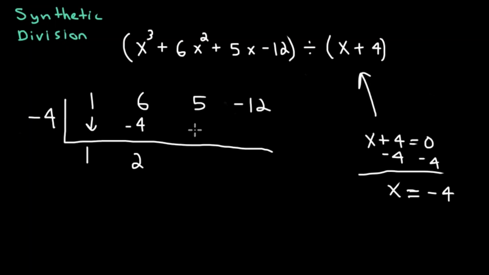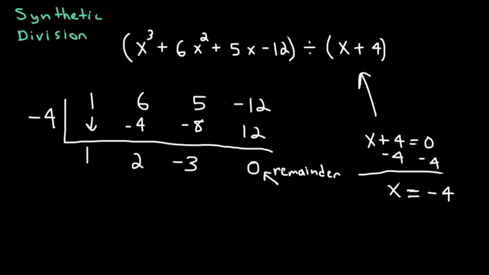So basically, we're going to do the same thing until we're finished. So -4 times +2 equals -8. 5 plus -8 equals -3. We're going to do the same thing. -4 times -3 equals +12. And we're going to write our +12 over here. -12 plus 12 equals 0.